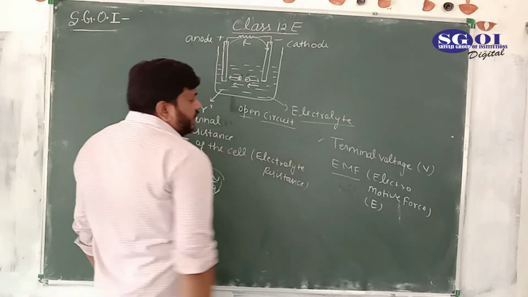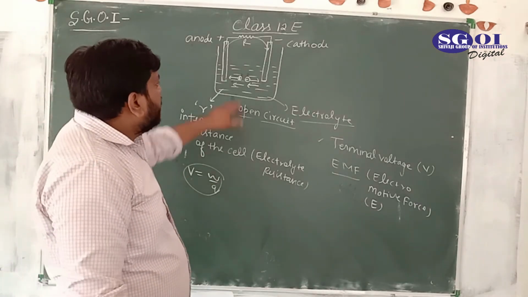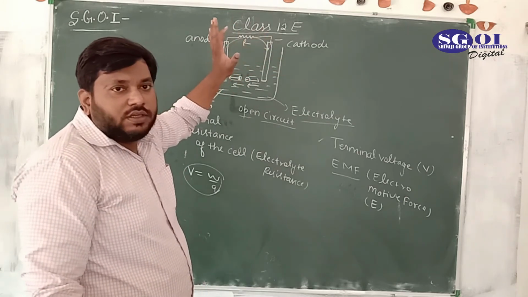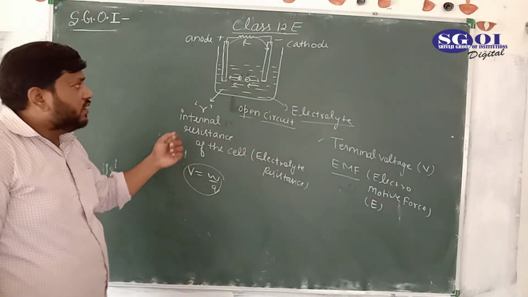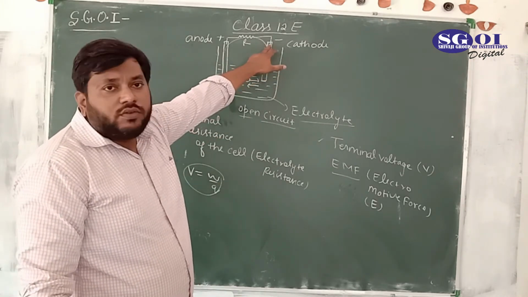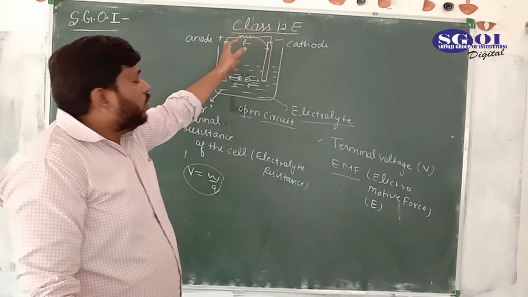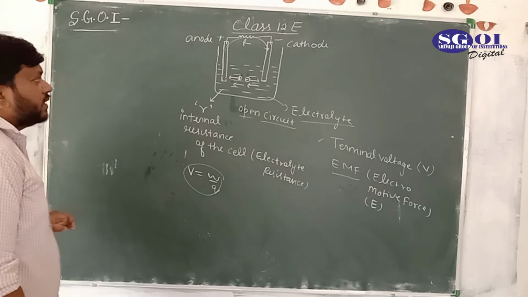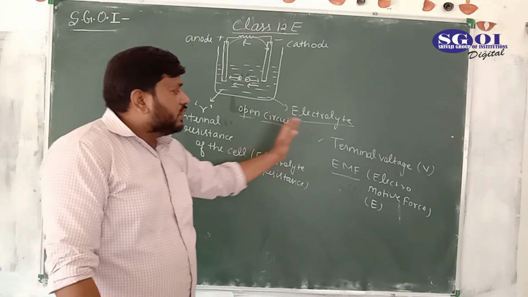And what is the terminal voltage? Terminal voltage is simple. It is the voltage at the terminals, the potential difference of the terminals. But we cannot define it just like this. We would define it in the same way: moving a unit positive charge from the cathode to anode externally. It is the work done moving a unit positive charge from anode to cathode, or you can say cathode to anode, externally. This is called terminal voltage.